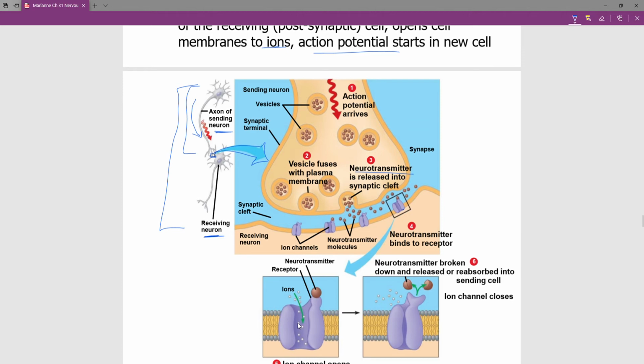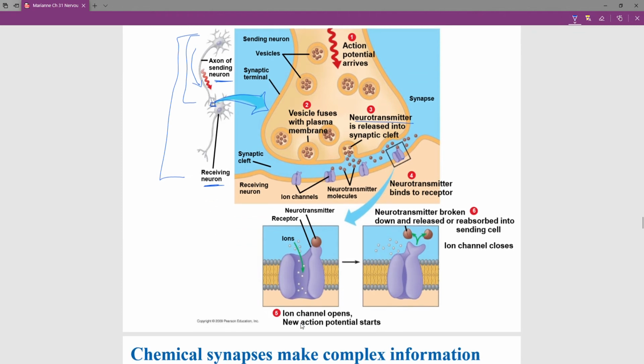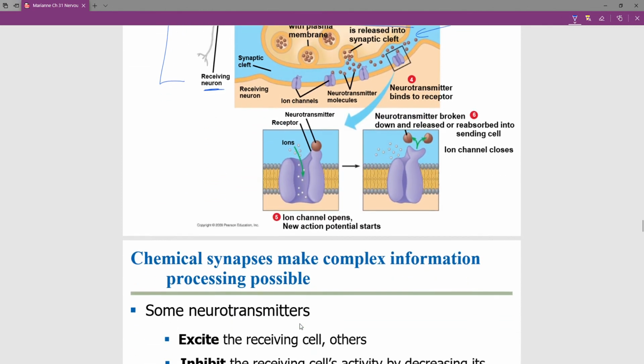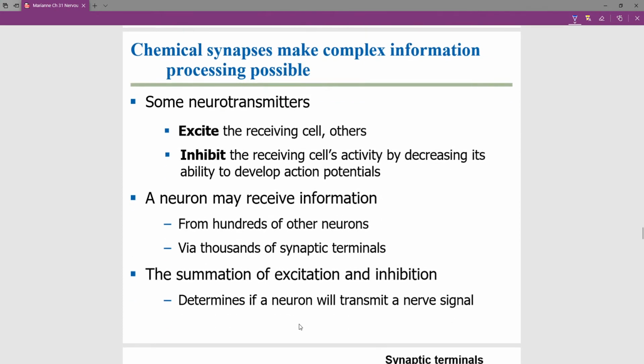We do have different kinds of neurotransmitters. Some of them are broken down, and some of them are reusable. This also is exocytosis. As you remember, that's active transport. So again, this is why it's so tiring to learn. Okay, so we've got this idea that our chemical synapses make a lot of complex information processing possible.